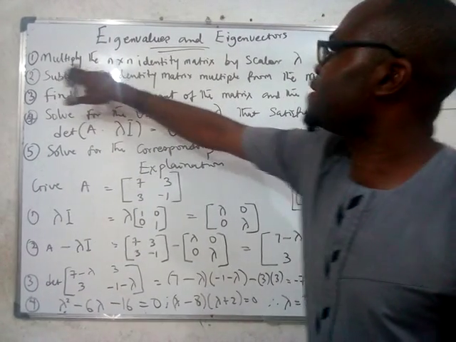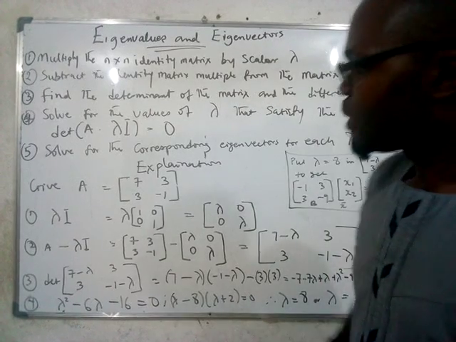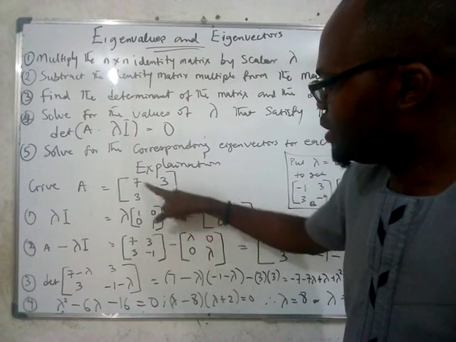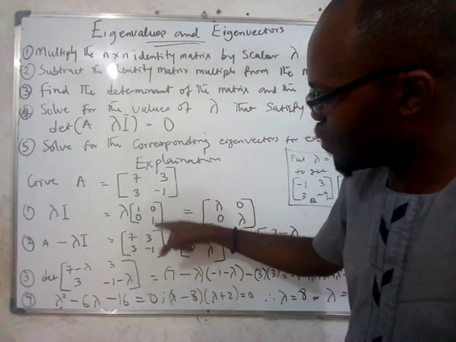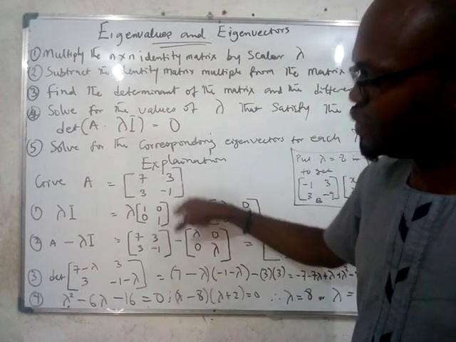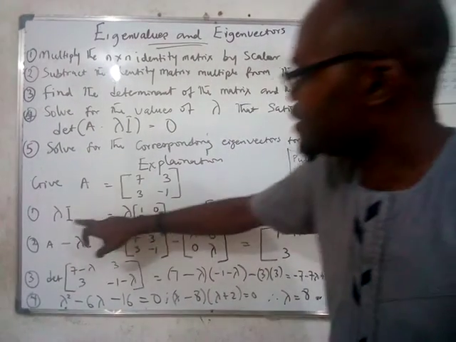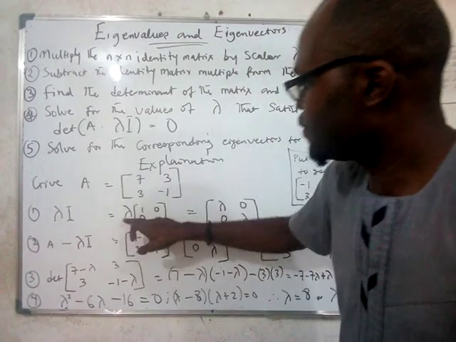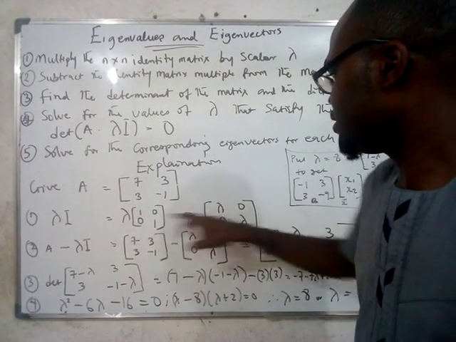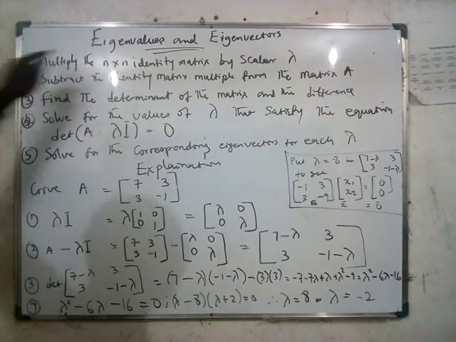Number one thing you do is multiply the n by n identity matrix by a scalar, lambda. In every identity matrix you have 1 on the diagonal and zeros everywhere else. So if this were a 3 by 3 matrix, make sure you also use a 3 by 3 identity matrix. So this is the identity matrix and this is the scalar quantity. When it multiplies, it's very simple: this times this, this times this 0, this times this 0, this times this. So this is what you're going to get. That is the first thing you do.